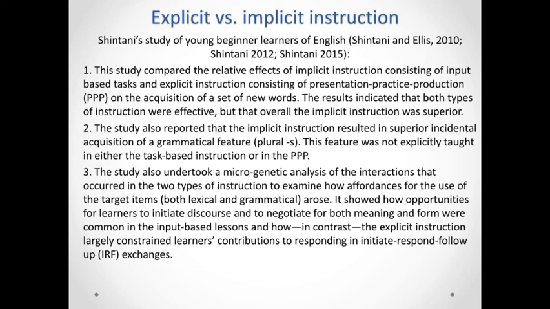Few studies have taken this broader approach to comparing explicit and implicit instruction. One that has done so is Shintani's study of young beginner learners of English.